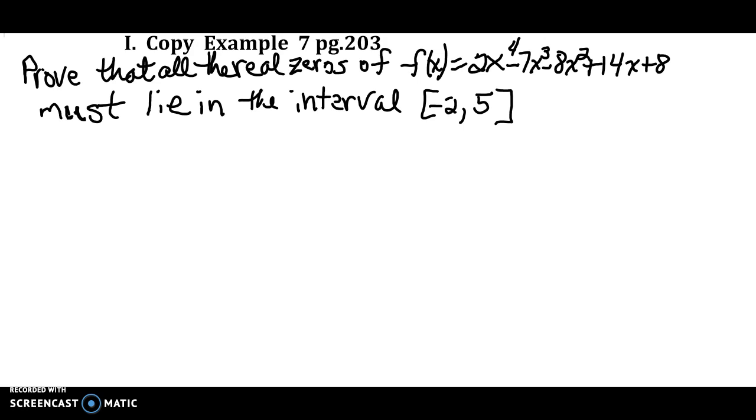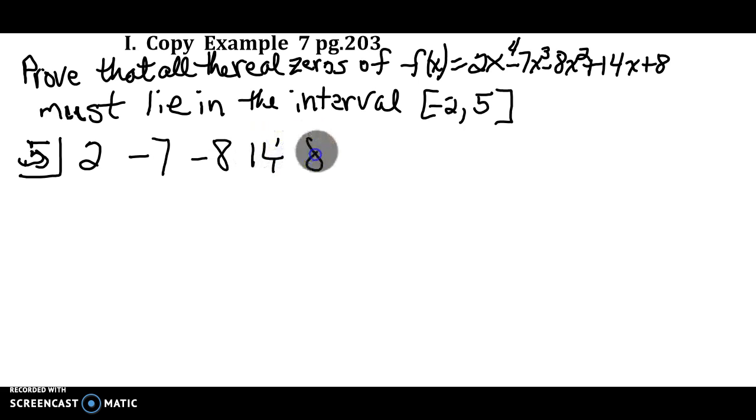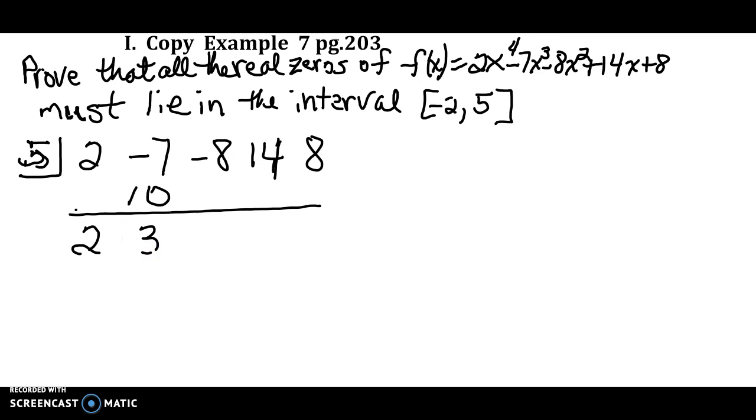Let's see if this is an upper bound. So what we do is we put the 5. We're going to set up our synthetic division. So we'll put 2, -7, -8, 14, and 8. And then when we do our synthetic division, what we want to find is that all the numbers on the last line are non-negative. So positive or 0 is what we're looking for.